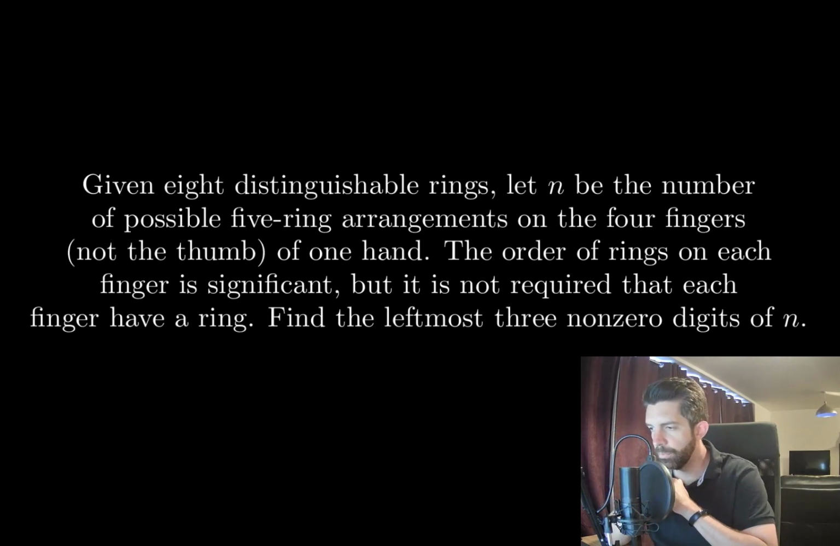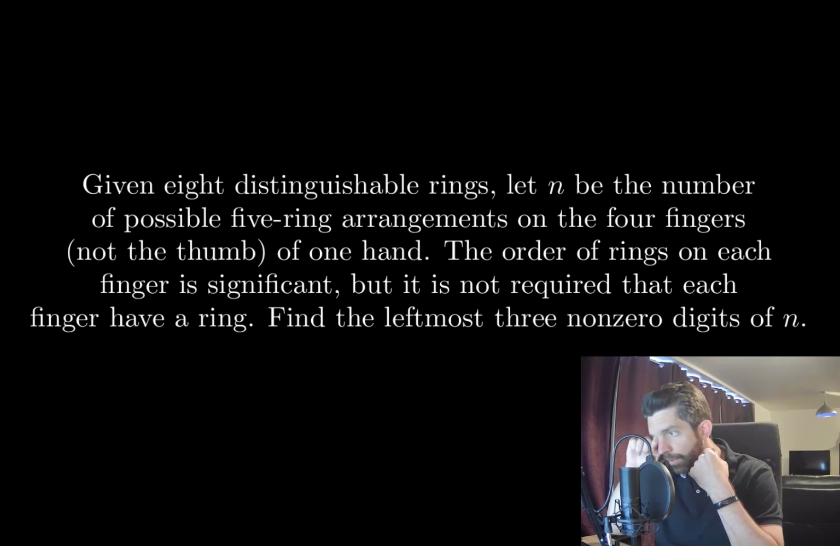Given 8 distinguishable rings, let n be the number of possible 5 ring arrangements on the 4 fingers, not the thumb, of one hand. The order of rings on each finger is significant, but it is not required that each finger have a ring. Find the leftmost 3 non-zero digits of n.